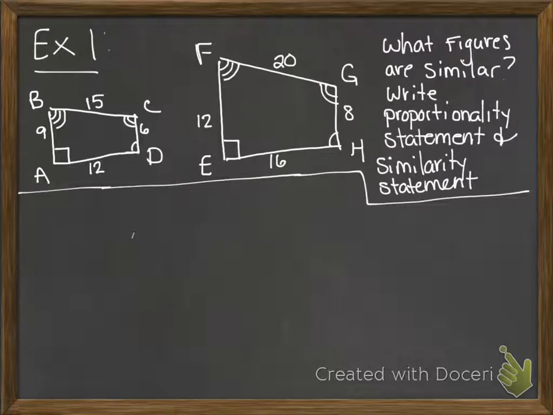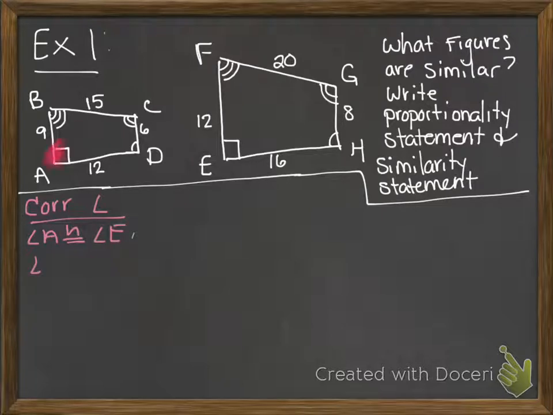Okay, so make sure you take a second, make sure you got this copied down. But here we're looking at ABCD and FEGH, and I first want to figure out if they are similar. So first of all, the first thing that happens when we have similar figures is that we have congruent angles. So let's look at my corresponding angles that are going to be congruent.